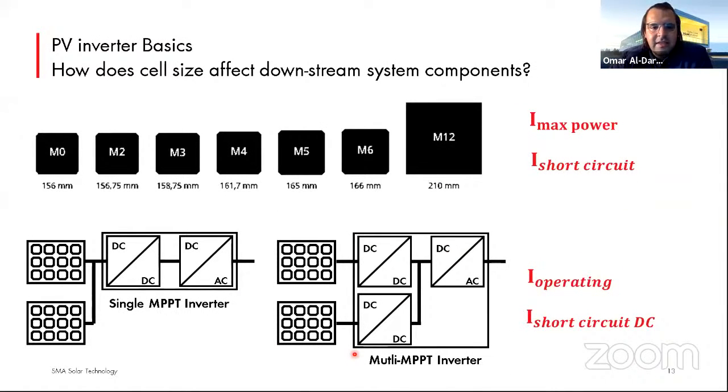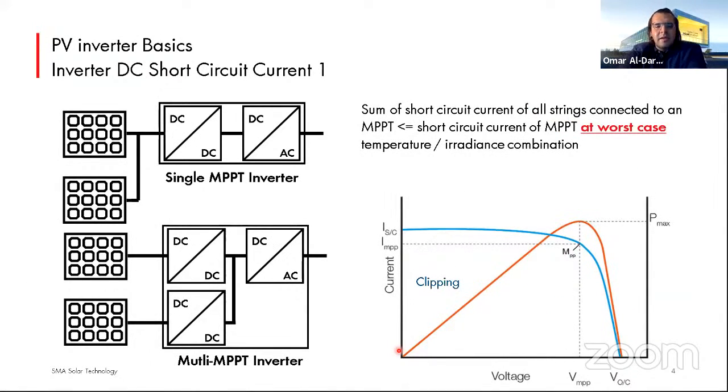At the DC interface, we need to look at two values. For wafers, you're looking at IMP, which is your maximum power point current, and your short circuit current. At the inverter, you're looking at the operating current of the MPPT, whether it's a multi-MPPT inverter or a single MPPT inverter, and you're also looking at the short circuit capability of your inverter. I'll discuss quite quickly what these are.